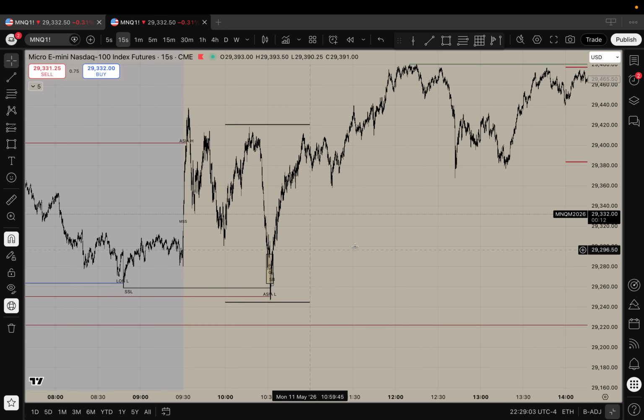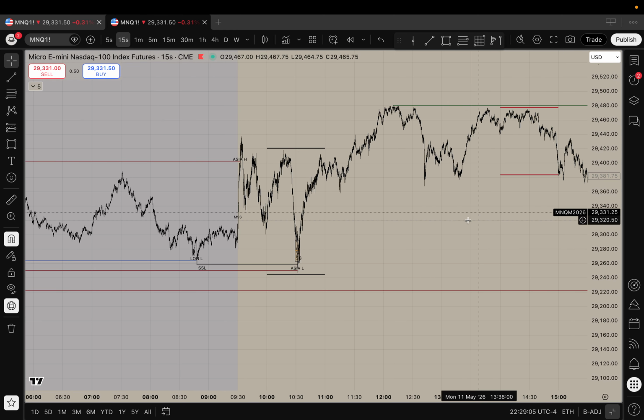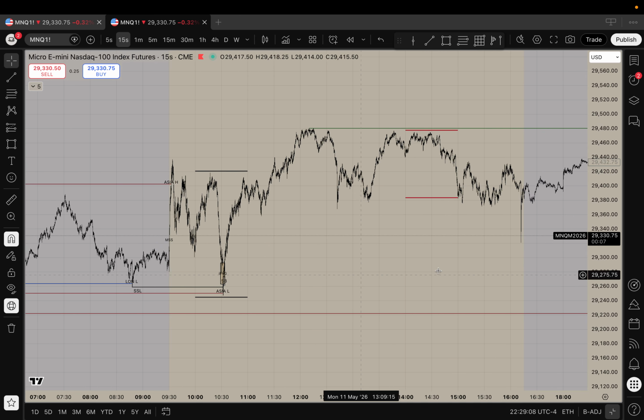Good evening, everybody. I'm going to go over an ICT Silver Bullet setup that printed beautifully today.